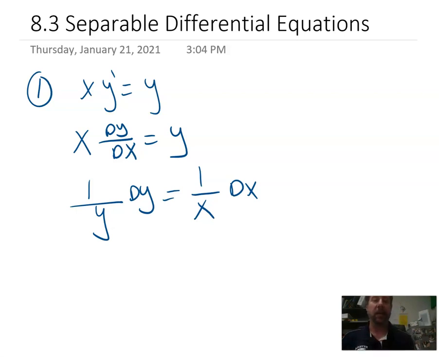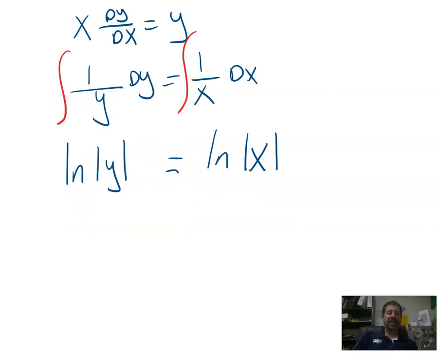When I integrate, I'm going to integrate the left-hand side with respect to y, and the right-hand side with respect to x. This is why our differentials are so important, because they tell us what variable we're integrating with respect to. The antiderivative of 1 over y is ln of the absolute value of y, and the antiderivative of 1 over x is ln absolute value of x.